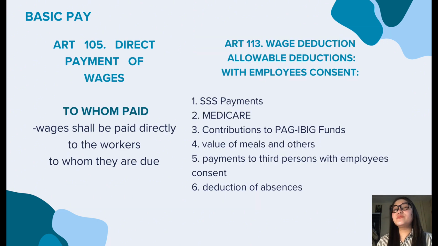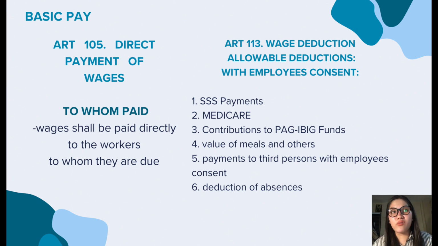Here, who should be the receiver of the payment? So according to Article 105, direct payment of wages, to whom to pay. So wages shall be paid directly to the workers. Siyempre, sila yung naghalo. Siya ang kumita, di ba? It shall be directly paid to the workers. But there are also exceptions.